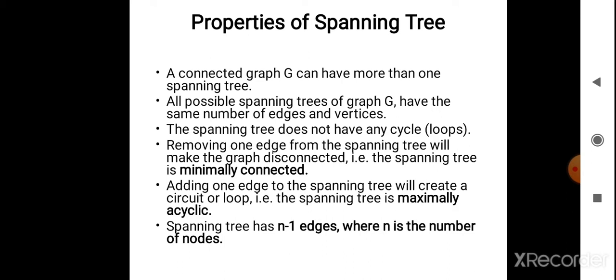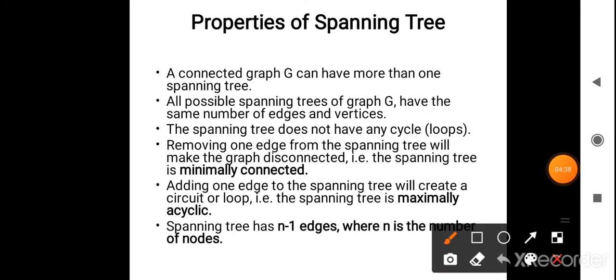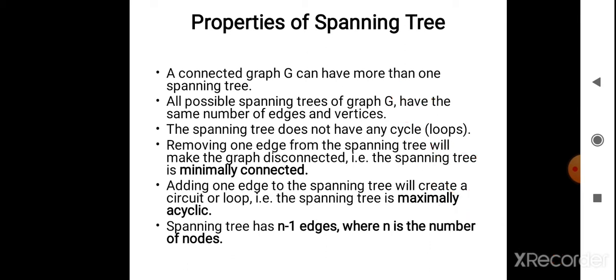The next point is that removing one edge from the spanning tree will make the graph disconnected. Suppose this is a graph of A, B, C, and this is the spanning tree. When we remove this edge, what will happen? If we remove this edge, then this graph will be disconnected. So a spanning tree is minimally connected.